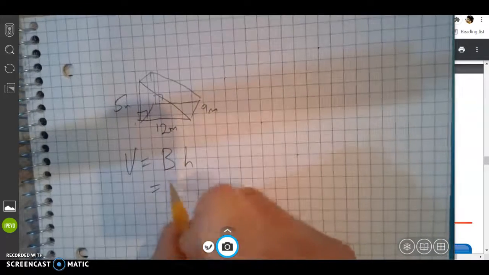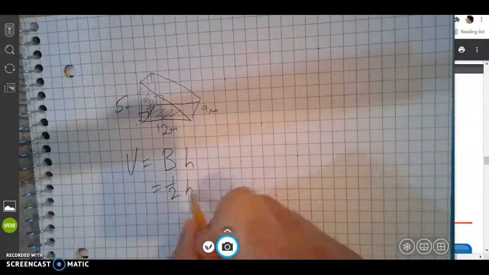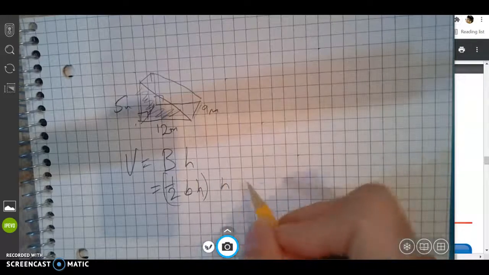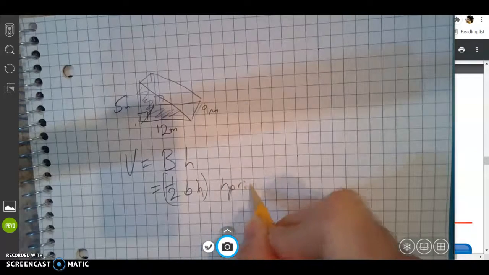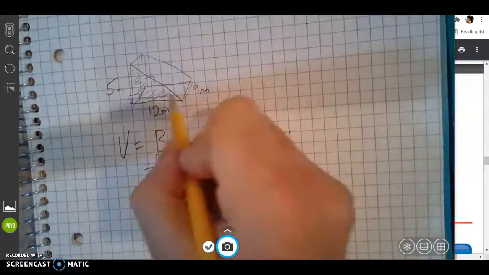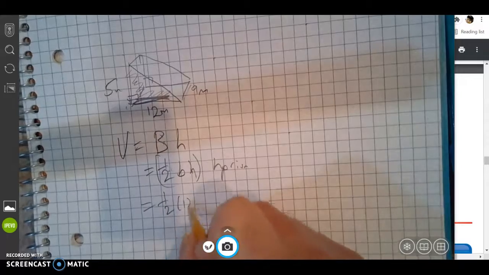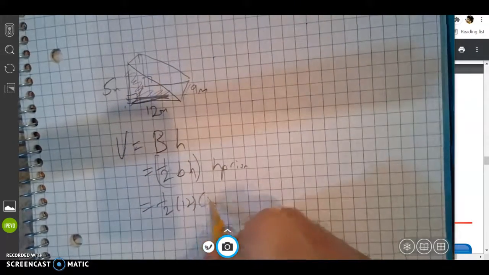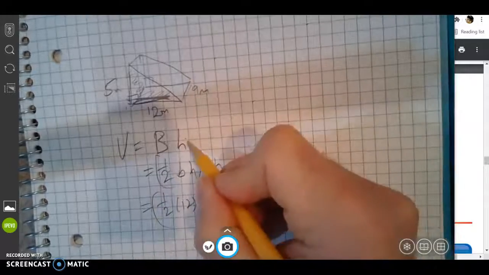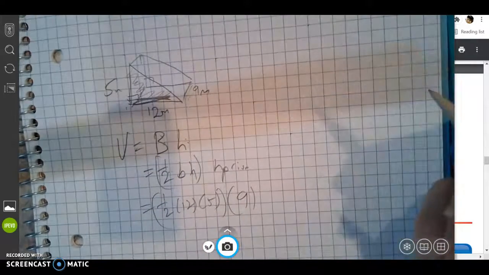So area of this base is the triangle right here. That's 1/2 base times height. And then this other height of the prism right over here. So that's going to be 1/2 the base of the triangle, I'm just focused on the triangle right now, of 12 times the height, which is 5, times the height of the whole thing, the whole prism, which is 9. The height or the length could be the same thing.